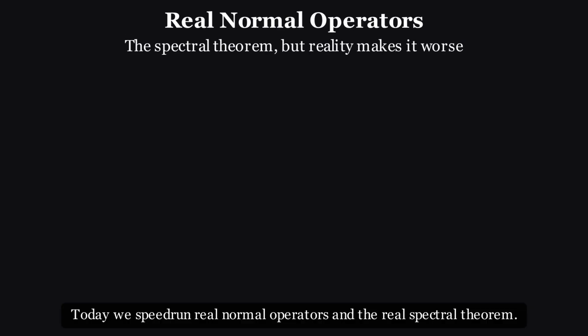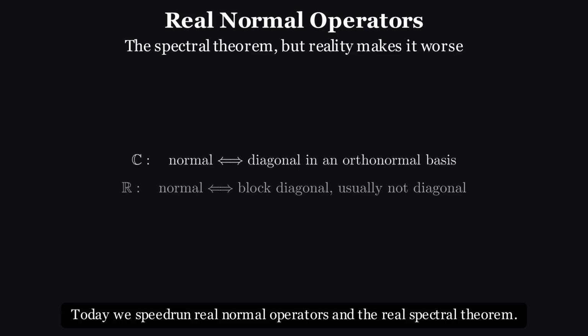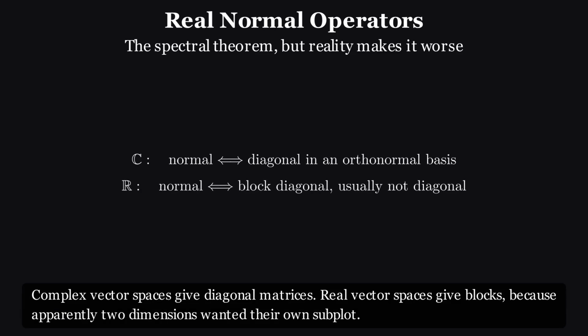Today we speedrun real normal operators and the real spectral theorem. Complex vector spaces give diagonal matrices. Real vector spaces give blocks. Because apparently two dimensions wanted their own subplot.